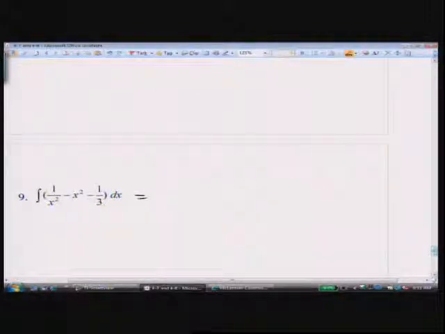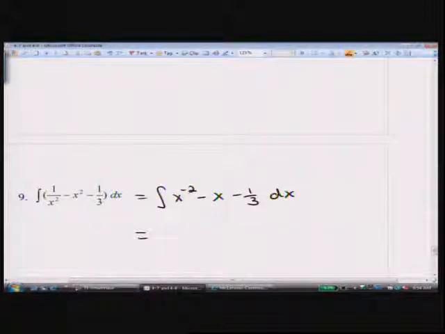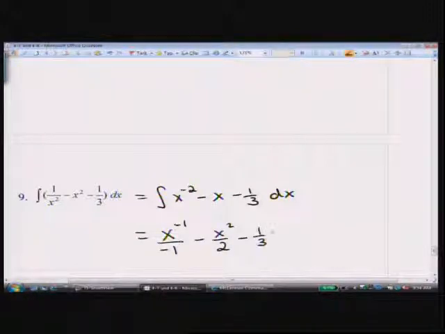On this one, I always like to clean them a little bit before. So I would write this as x to the negative 2 minus x squared minus 1/3 dx. Now, when you find the antiderivative, the little symbol goes away. It's tempting to write it because it's cool and you haven't written it in a while. But once you do the antiderivative, you don't write the symbol again. So this is going to be x to the negative 2, you add 1 to the exponent, so that's x to the negative 1 over negative 1, negative 2 plus 1. Minus x squared over 2 becomes x cubed over 3, and minus 1/3 x.